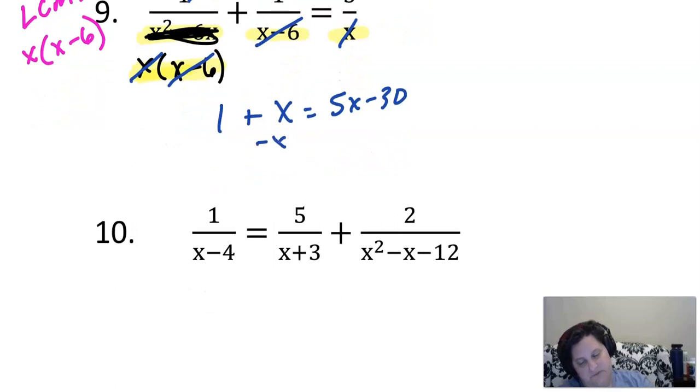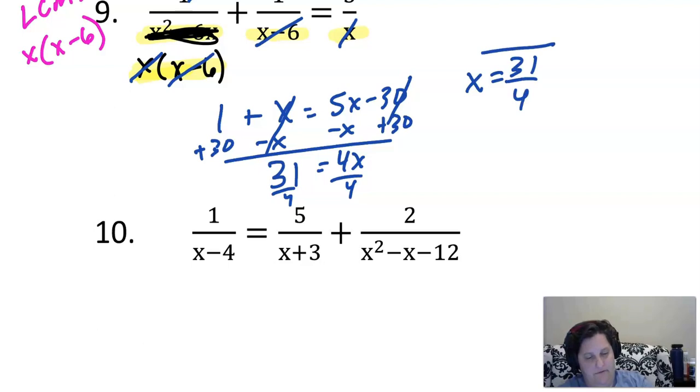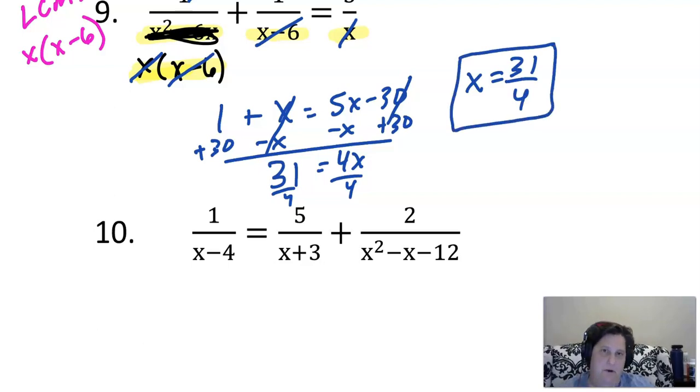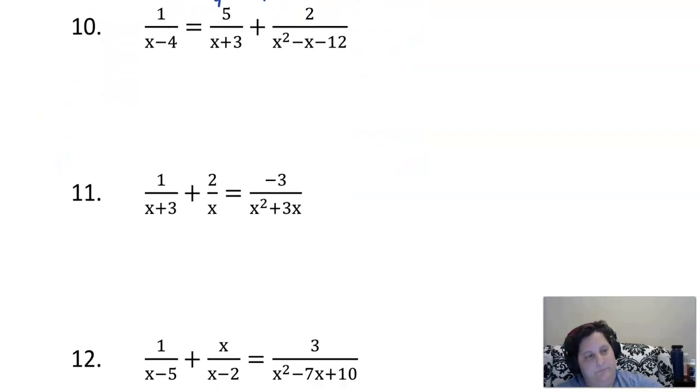And then to solve this, subtract x from both sides. I get 4x. Add 30 to both sides. I get 31. And so when I divide by 4, x equals 31 over 4. That's ugly, but okay. Now, the extraneous solutions here would have been if I had gotten 0, because x can't be 0, or if I had gotten 6, because x can't be 6. I got 31 over 4, so I'm chilling. The things that make your denominator 0, those are what would be extraneous solutions, if they were solutions.